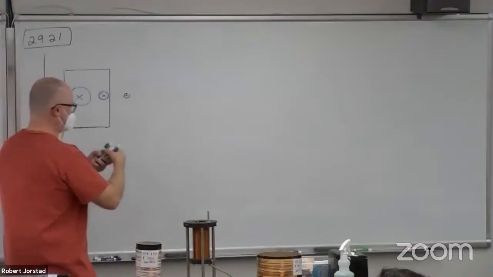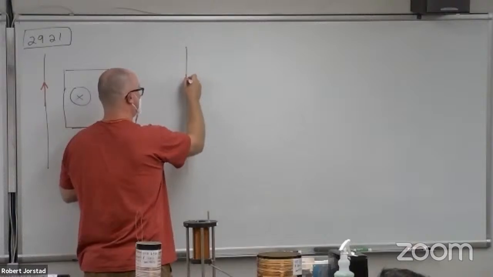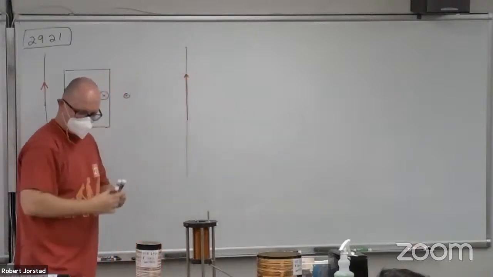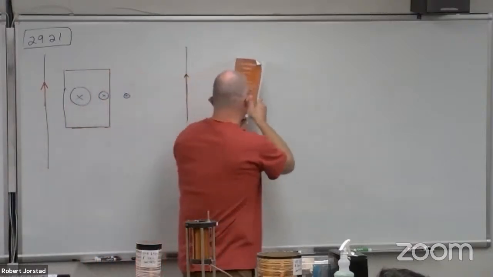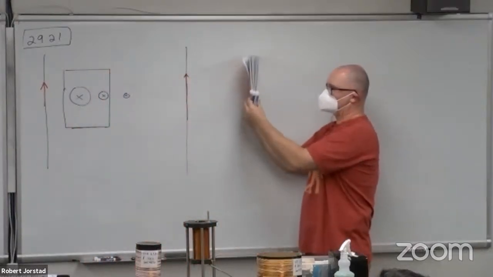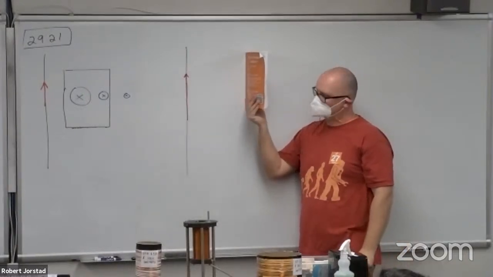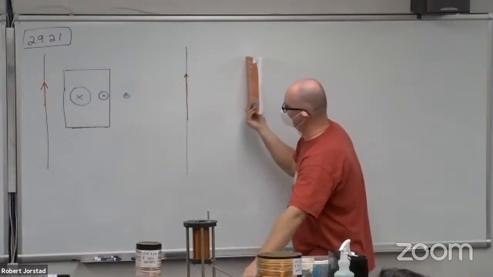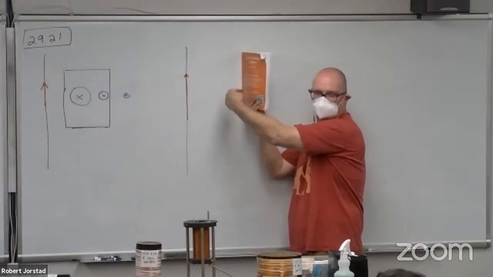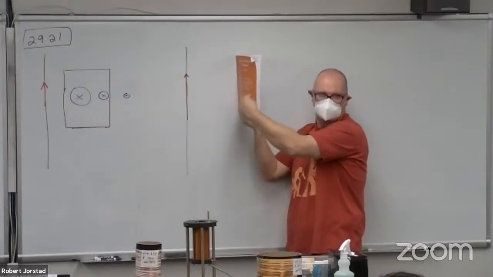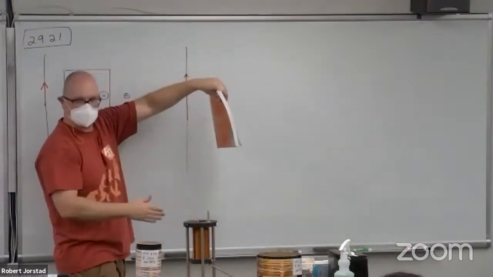What if I do this scenario? What if I turn the book this way? See what I'm saying? If I turn it this way, am I going to get more or less flux? A lot less. Right? Think about it. The B field right here is going parallel. How much of it is going through the book? Right? Almost none.